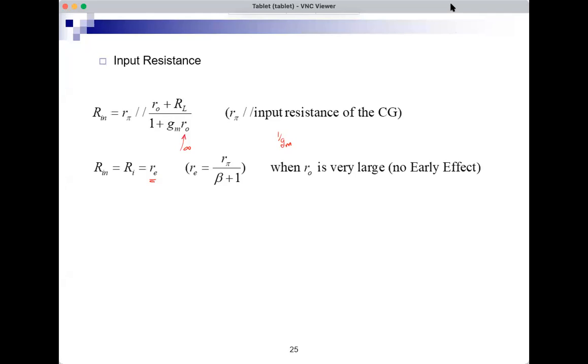On the other hand, if RO is not very large, is not infinite, the expression RO plus RL over 1 plus Gm RO can be very large, potentially, but it's in parallel with R pi. So the input resistance is always less than R pi. That's the first result for common base. It has a small input resistance, sometimes very small input resistance.